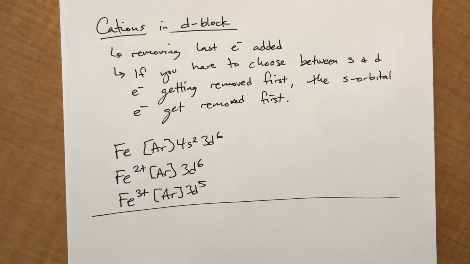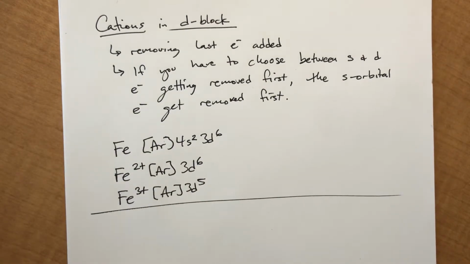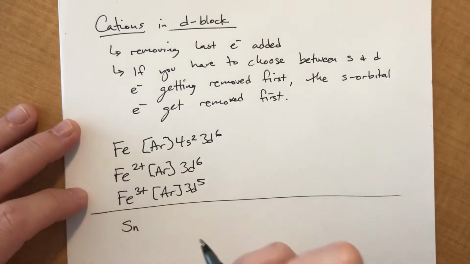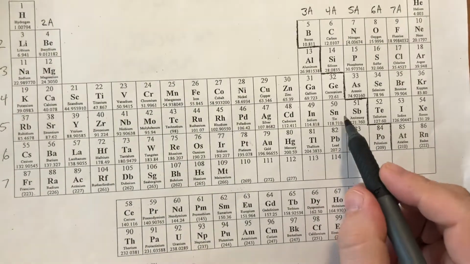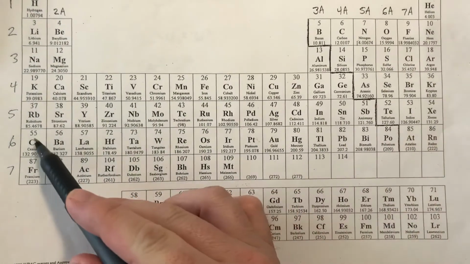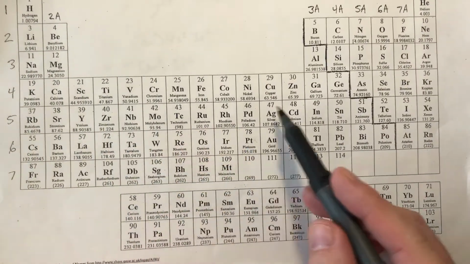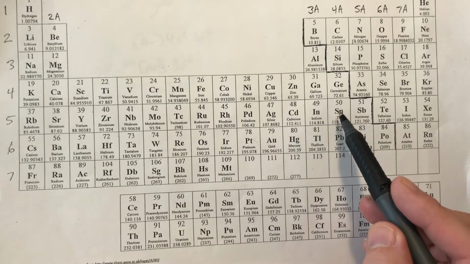Let's try one more example. Let's try tin. Sn is krypton, 5s2, 4d10, 5p2.